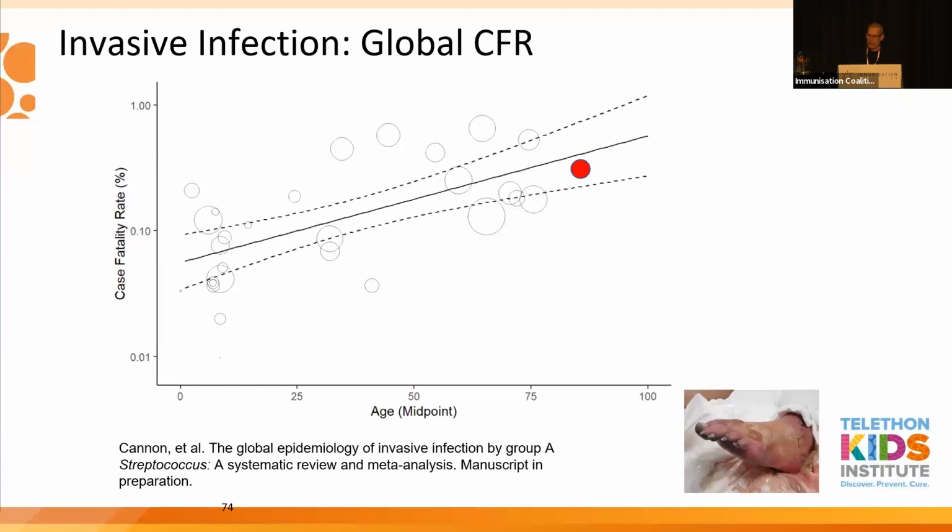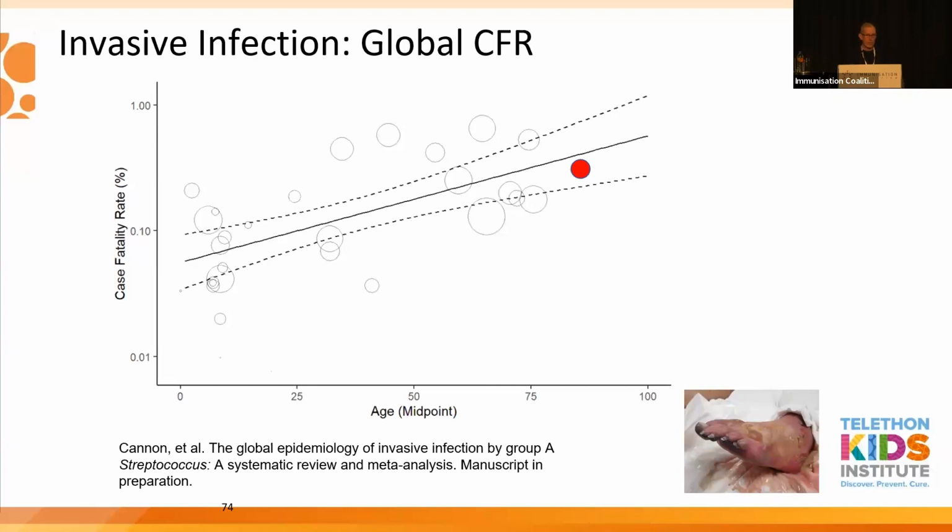If you happen to present with an invasive Strep A infection, what are the case fatality rates? And this is a meta-analysis done by Jeff Cannon at Telethon Kids Institute, looking at global case fatality rates for confirmed invasive Strep A infection. And what you can see is that as you age, the likelihood that you die from this infection is much higher. And the data from our data linkage study that we did is right up at the top right there.